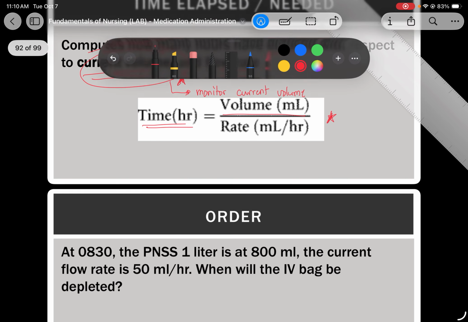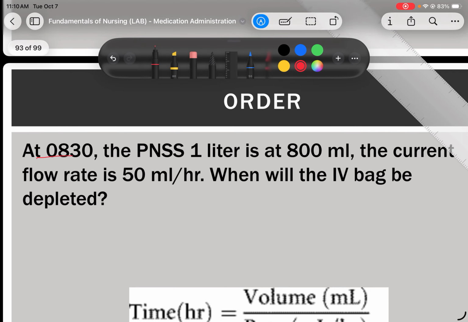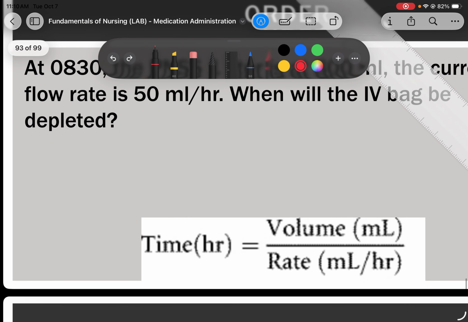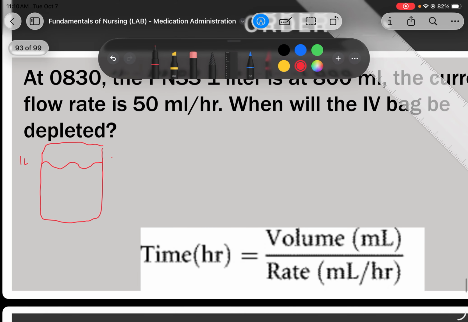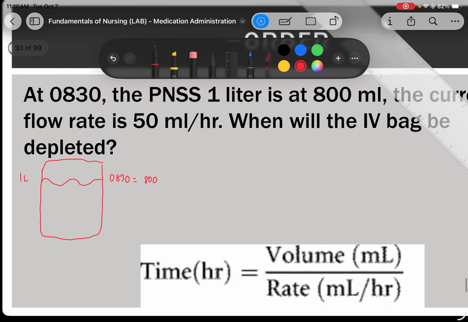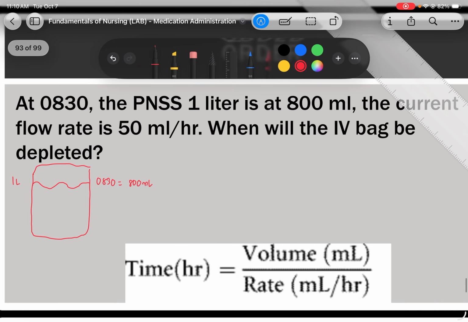So, we will use this formula. I want you to listen. At 8:30 in the morning, the PNSS 1 liter is at 800 ml. So if I'm gonna draw the IV bag here, this is a 1 liter IV bag. At 8:30 in the morning, it was at 800 ml. The current flow rate is 50 ml per hour. When will the IV bag be depleted?